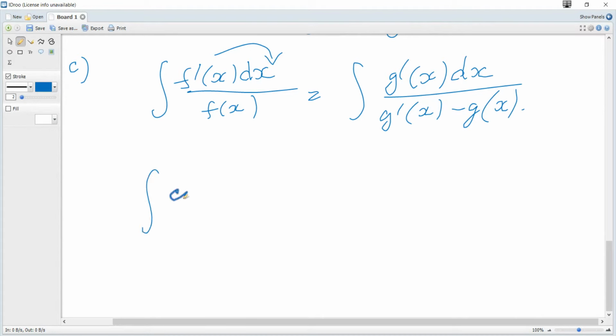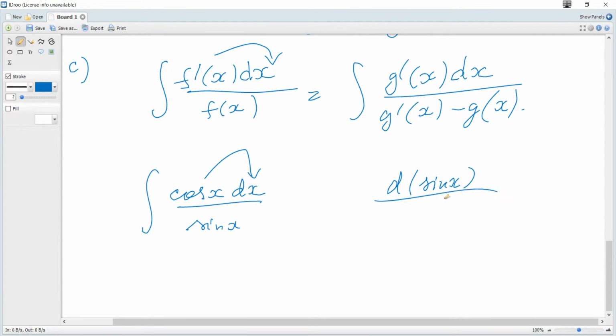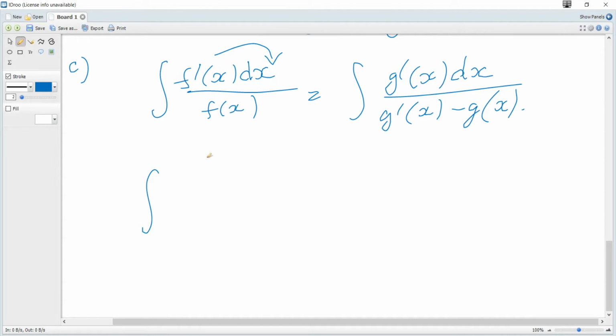It looks like cosine of x dx divided by sine. D is like derivative, and the derivative of sine is cosine, and it looks like du over u directly. So it looks like, and actually the derivative of f is f prime, so it looks like d of f of x over f of x, and it's like du over u.